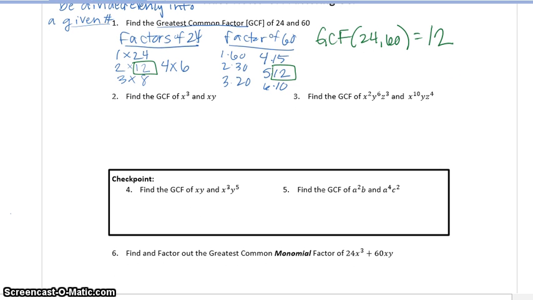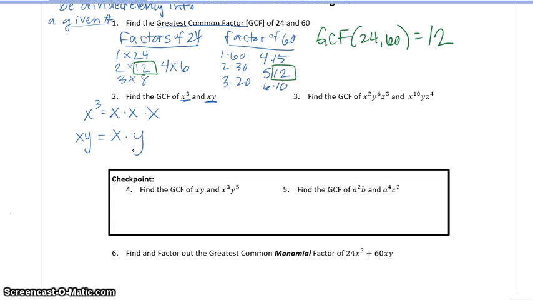So, how do we find the greatest common factor of two variables? So think about, if we have x to the third, the term x to the third is the same thing as x times x times x. X times y is equal to x times y. Right? So finding the GCF of x to the third and xy, we're looking for what is the most things that we can find in common between x to the third and xy.